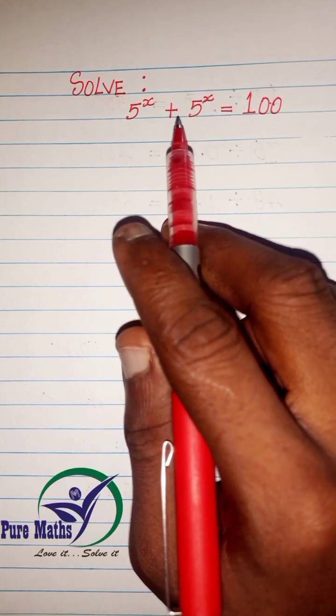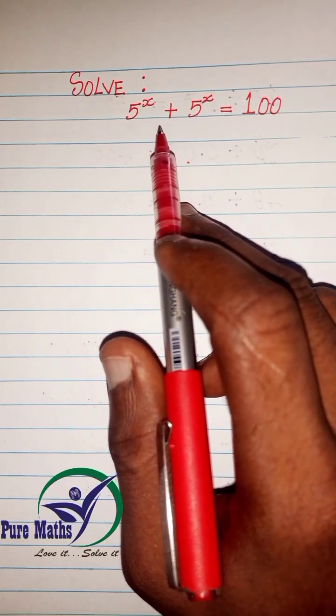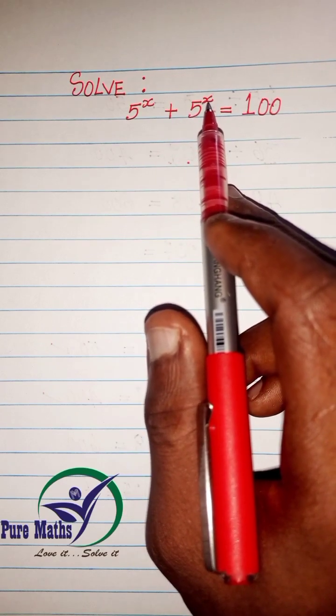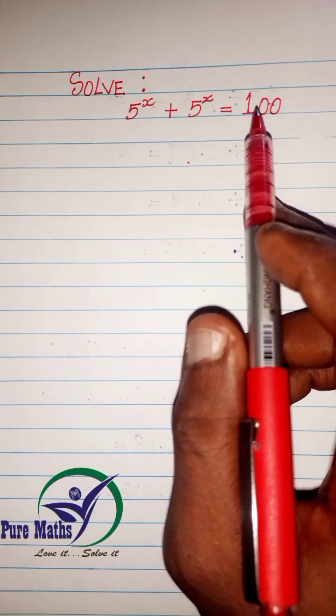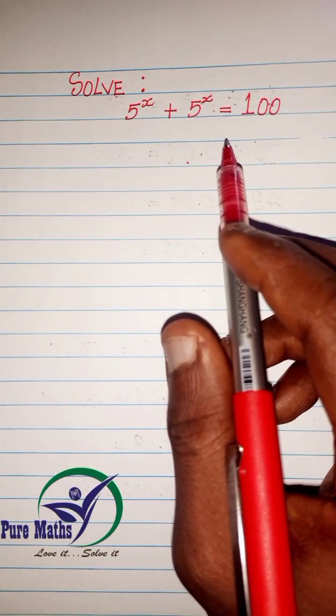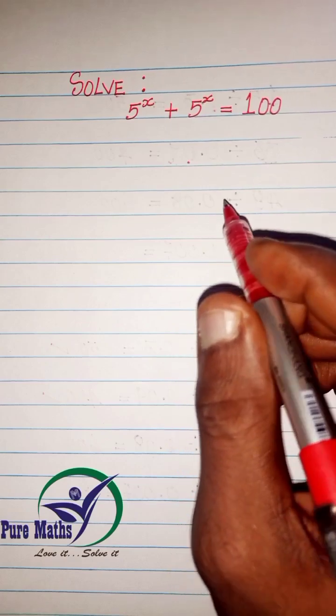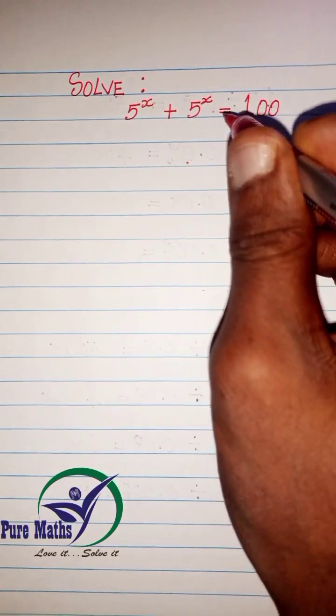Hey guys, we are going to look at how to solve this question. It says 5 to the power of x plus 5 to the power of x is equal to 100. So we are asked to solve this, and in doing so we are going to be looking for the value of x in this. So let's write our solution.